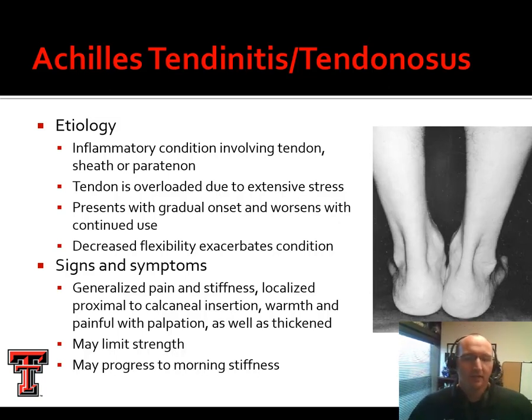Okay, so that acute inflammation that involves the tendon, it could involve the tendon sheath or the paratendon, is referred to as tendonitis. That tendon gets overloaded due to extensive stress. This could be from running or jumping. Usually presents with a gradual onset. It kind of hurts a little, and the more I do, the worse it gets. And then we know that decreased flexibility usually makes this condition worse.